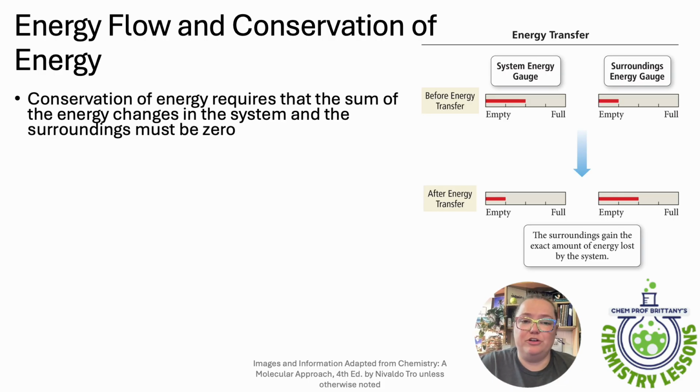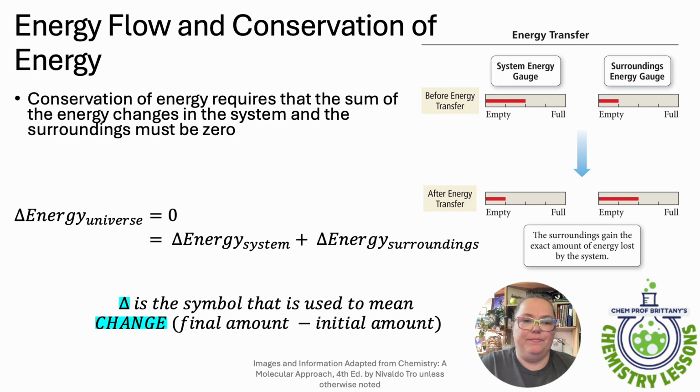So a conservation of energy means that the sum of the energy changes in the system and in the surroundings have to equal out to be zero. Them's the rules. And so we can write this in an equation format. Here you see the change in energy. So delta, this is the Greek letter delta. It's not a triangle, but it is the symbol that means change. So just final minus initial, right? So the total change in energy of the universe is zero. So the amount of change of energy in the system has to be equal and opposite to the amount of change in energy of the surroundings in order for this to be true.